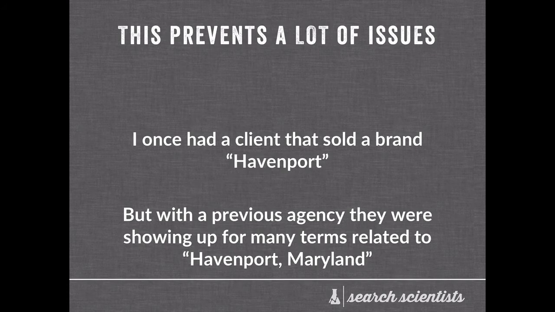So for example, I once had a client that sold a brand Havenport, but a previous agency they were using actually let them show up for the geographic term Havenport, Maryland, and searches related to it, like electric company Havenport, Maryland, and things like that. So blocking these kinds of terms will save them a ton of effort every single time. And this is where negative keyword lists really come into play.